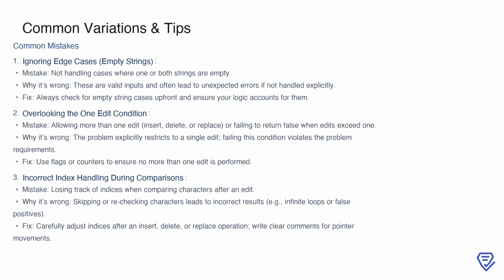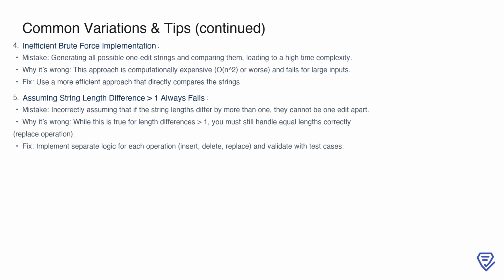Lastly, incorrect index handling during comparisons can cause issues. For example, after making an edit, you might lose track of indices, leading to infinite loops or incorrect results. To fix this, carefully adjust your indices after each operation and document your pointer movements clearly in your code for better readability and accuracy.